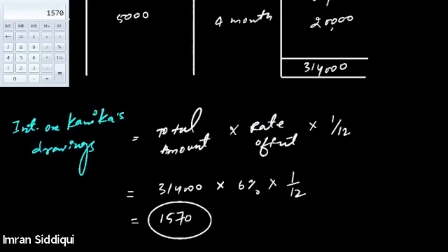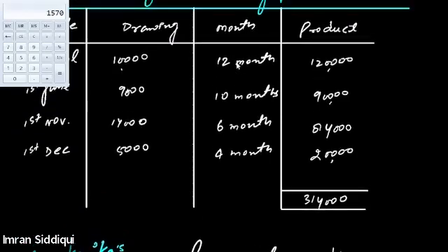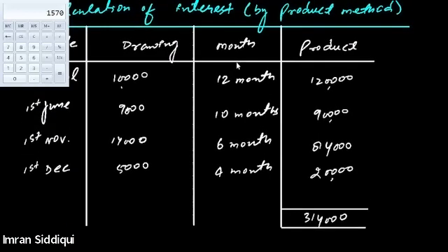Let me check if we are making any mistakes somewhere. Just a moment. 1st of November, December. Okay. I think we made a mistake here. Instead of 6 months, after the 1st November we only have 5 months. So instead of 84,000, it will be 70,000. And since it is 70,000, that means our total is incorrect. Total should be 120, 90, 70, and 20.